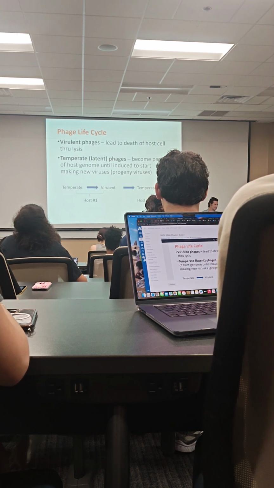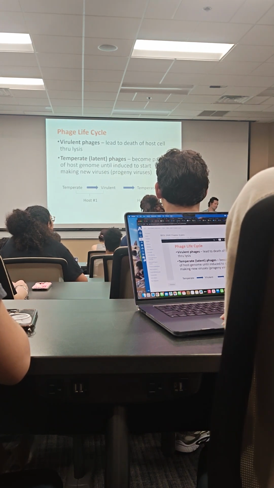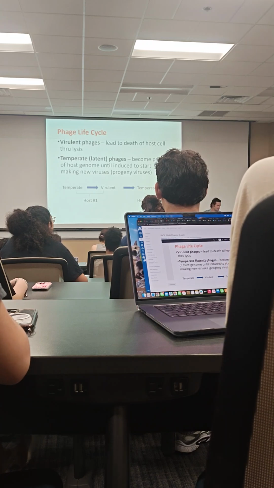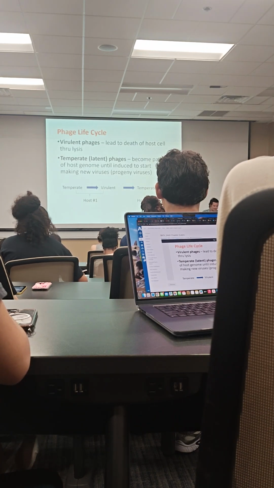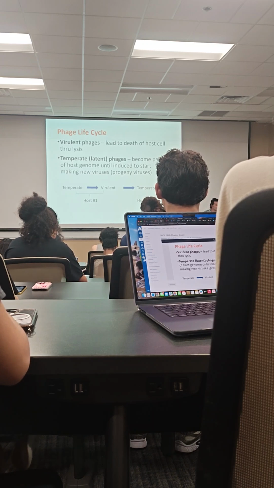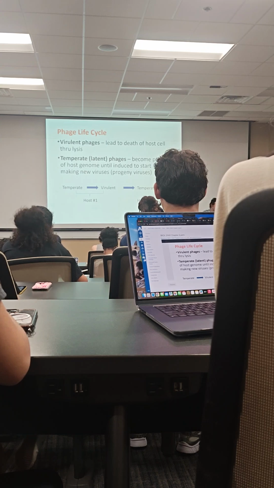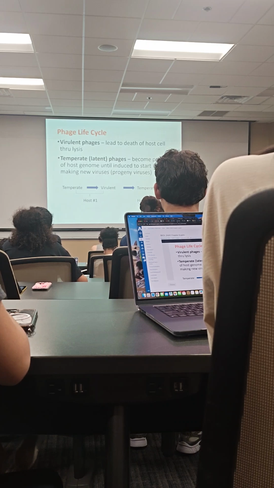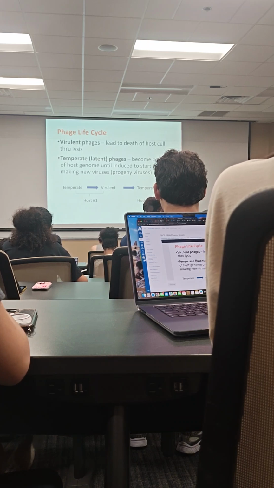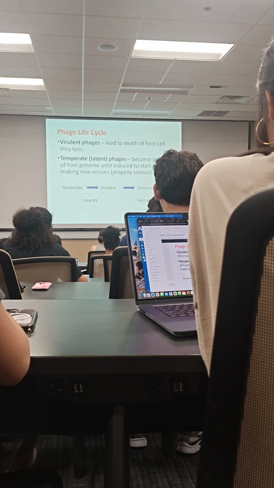We have 2 different types of phages, and they have 2 different types of cycles. You have virulent phages, which go through the lytic cycle, and you have temperate, sometimes we call them latent phages, that go through a lysogenic cycle. So virulent phages will infect their host and then kill it by lysing that cell. Temperate phages will enter their host and then kind of hang out and co-replicate within that host cell until it's ready to enter into the virulent cycle, or the lytic cycle, and become a virulent phage and kill the host.